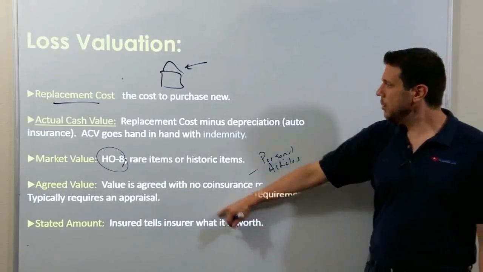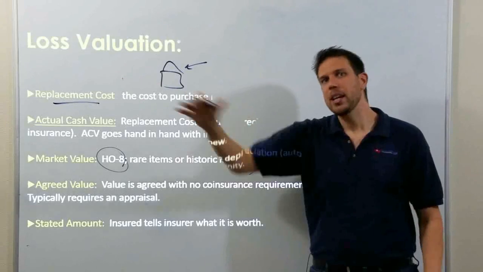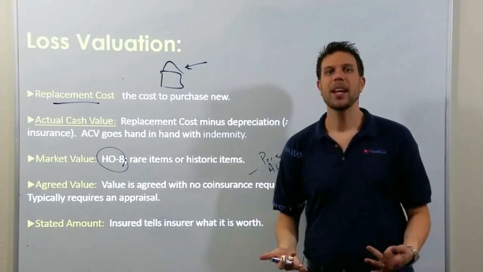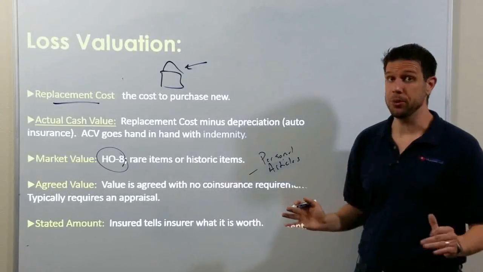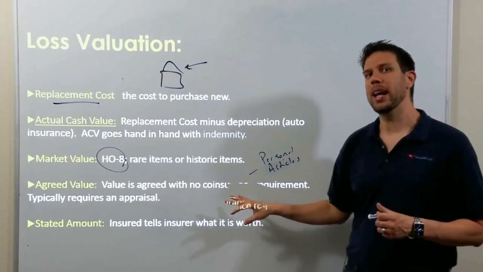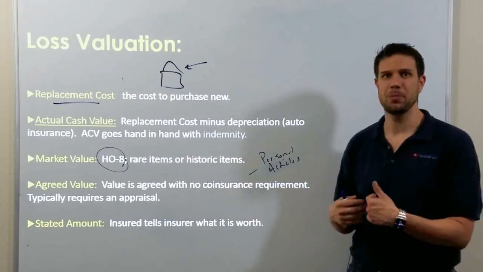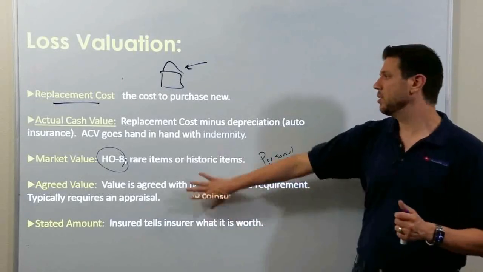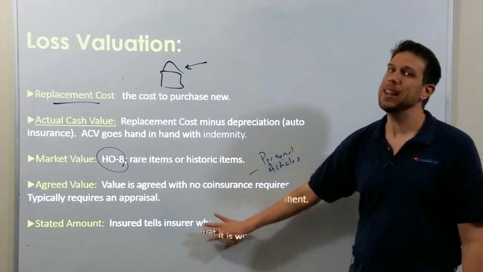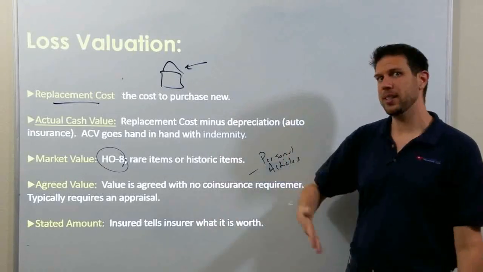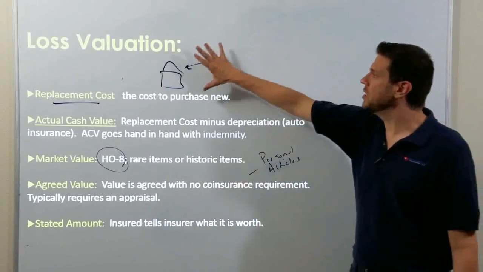Stated amount is similar to agreed value, but this is where you tell them how much it's worth, and they never agree that's how much it's worth. They just say, okay. Stated amount is almost never used. You might use it on a unique car, so like a 1969 Ford Mustang that's been completely rebuilt. An appraisal is not going to do it any justice, so you just have to tell them exactly how much to insure it for. They don't agree that's how much it is, but that's how much it's covered for. Stated amount is just, this is how much it is. Very rarely used.